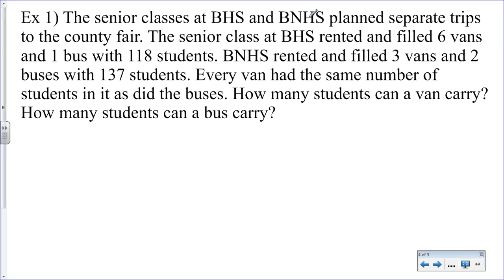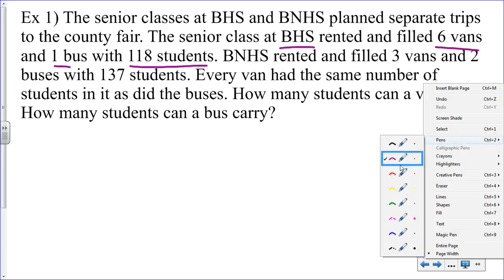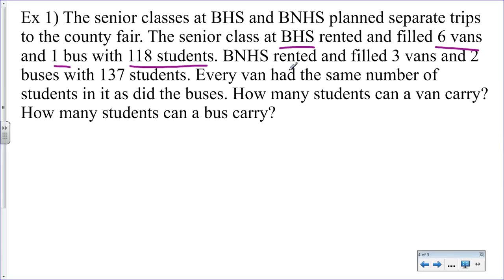I'm actually going to go back and underline the important information. Okay, so senior class at BHS, so I'm going to make that purple. BHS rented and filled 6 vans and 1 bus with 118 students. Okay, North, I'll use red, rented and filled 3 vans and 2 buses with 137 students.